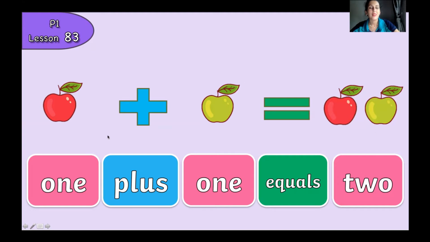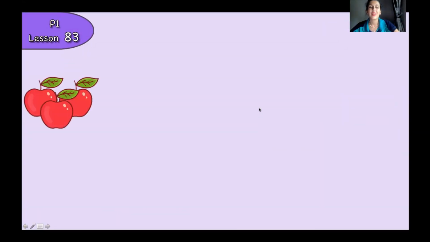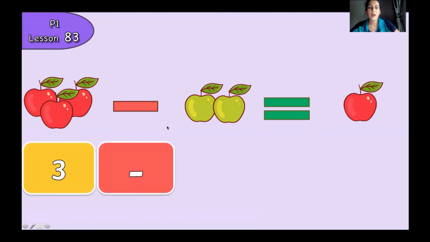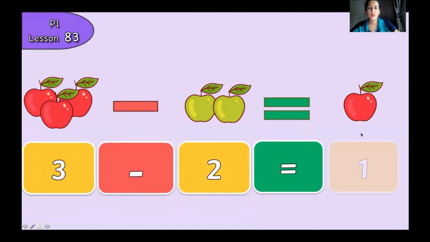T-W-O. 1 plus 1 equals 2. Okay, amazing. Let's see another example. Now you can find 3 apples. Now we have 3 apples minus 2 apples. Then you can see the symbol equals 1 apple. So 3 minus 2 equals 1.